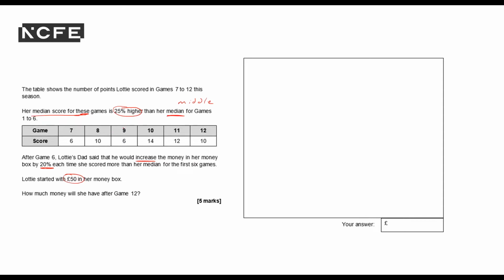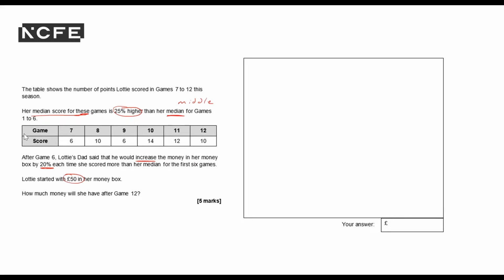So I don't know what the median was for games 1 to 6, but I can work out the median for these 6 games, and then I'll be able to work out what it was for the first 6 games. So it's another one of those original value questions. Let's take the first step. We'll do it one step at a time rather than getting too overwhelmed by the different steps we need to take. To find the median, we need to put the values in order.